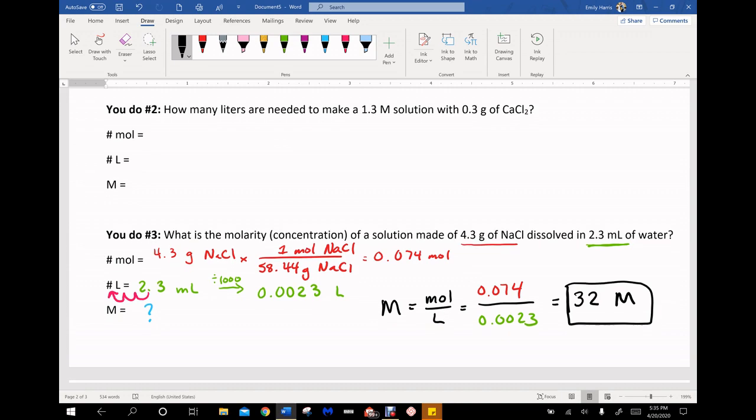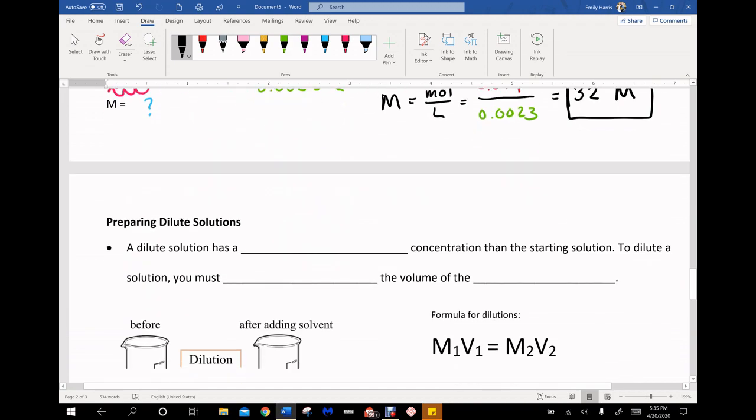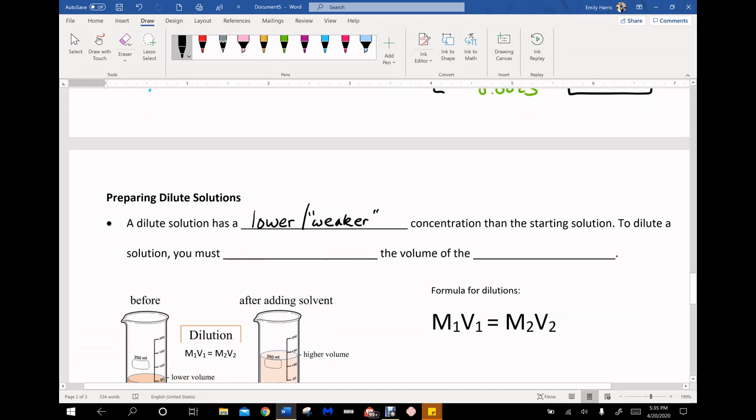All right, so now that we've covered the basic concentration problems, we're going to spend a little bit of time talking about how to actually dilute a solution. So when you're diluting a solution, you're lowering the concentration. So a dilute solution will have a lower, or a weaker, so to speak, concentration than the starting solution. And so what we do when we're diluting a solution is we have to increase the volume of the solvent. And so typically the way that manifests itself is that we're going to be adding more water.